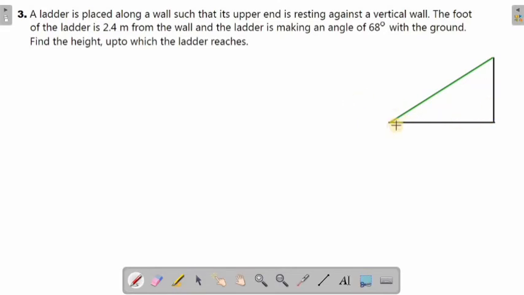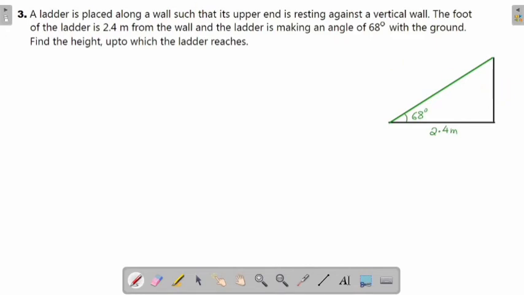So this is your wall. So foot of the ladder is this one. So basically this distance is given to be 2.4 meter. Okay, now, the ladder is making an angle of 68 degree with the ground. So this is my ground, this is my ladder, so that's why it makes an angle of 68 degree as per the question. Okay, now find the height up to which the ladder reaches. So you need to find the height of the wall where the top of the ladder touches. Okay, so that's what you need to find.